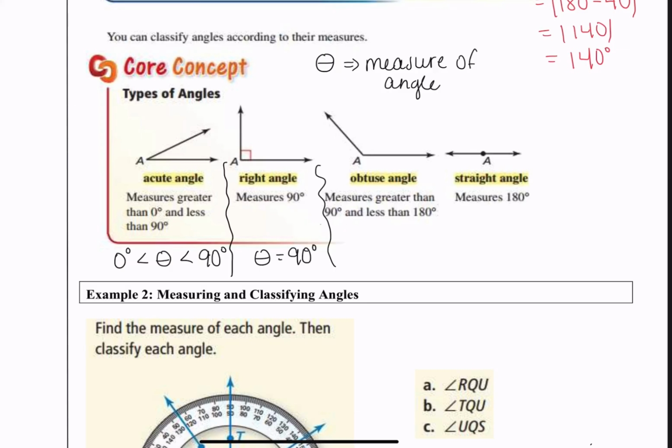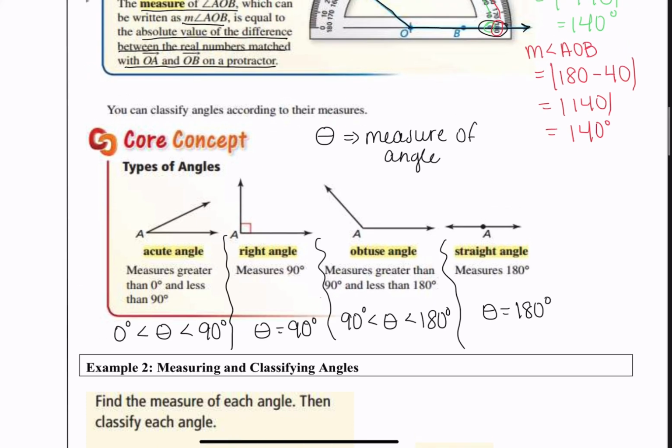degrees, but it's got to be less than 180 degrees. So that would be a theta greater than 90 degrees and less than 180 degrees. Because if it's 180 degrees, then we call that a straight angle. So a line, that's a straight angle, and that measures 180 degrees. It's exactly equal to 180 degrees.